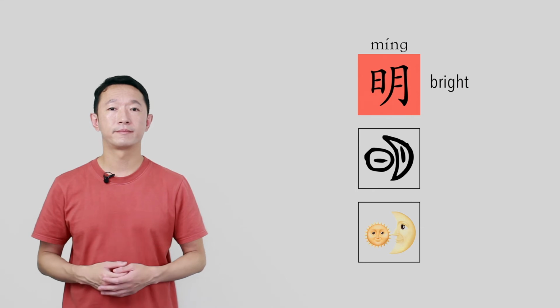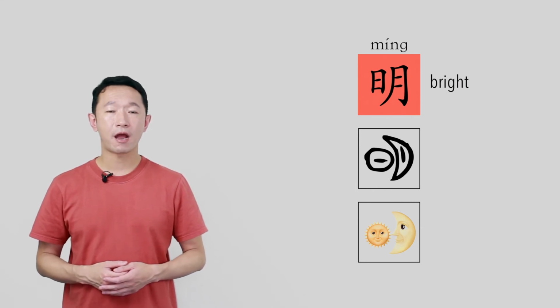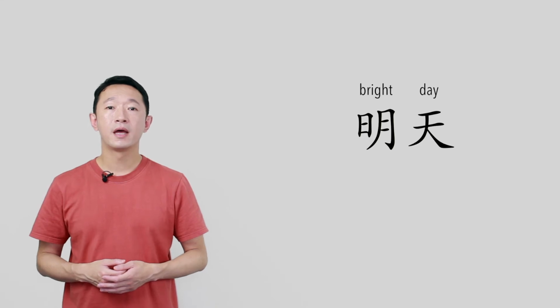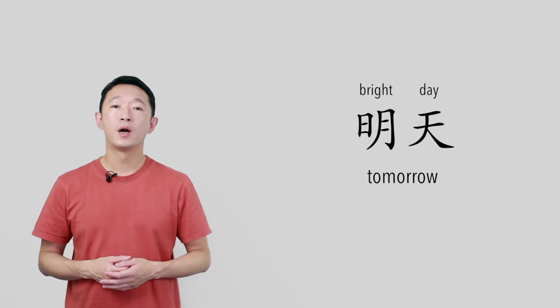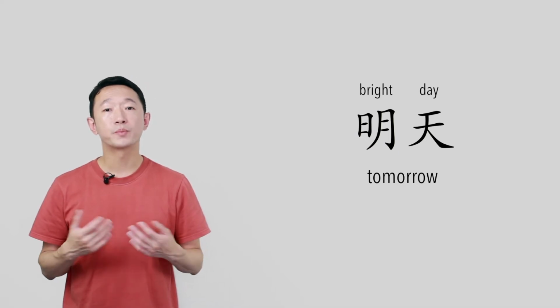This character is 明. The Asian form of 明 is like this. It contains both the sun and the moon in it and conveys the meaning of bright. Let's learn a word with this character. 明天. Can you guess what it means? 明 is bright. 天 is day. The real meaning of 明天 is tomorrow. We do hope that tomorrow will be a bright day.